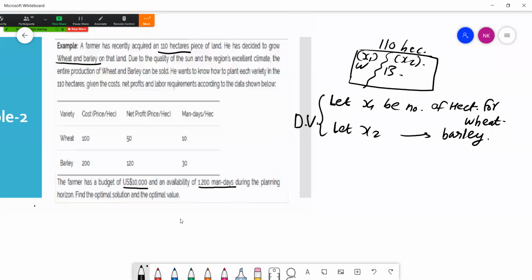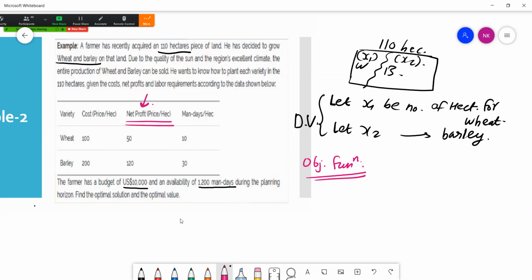Now, the optimal solution we need to find out. Whenever it comes to an optimal solution, it will have a certain objective function. So over here, what will be our objective function? What will be our main parameter? Can anybody just tell me? What would be our main parameter? Net profit per hectare. Right. It will be the net profit. So this is the net profit per hectare.